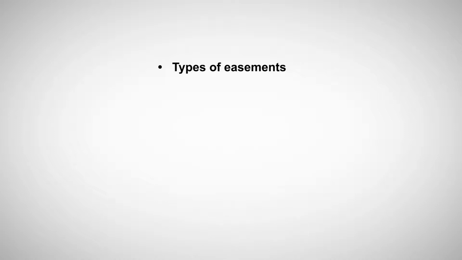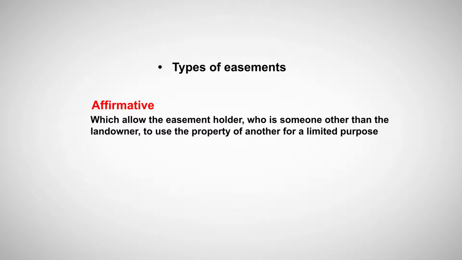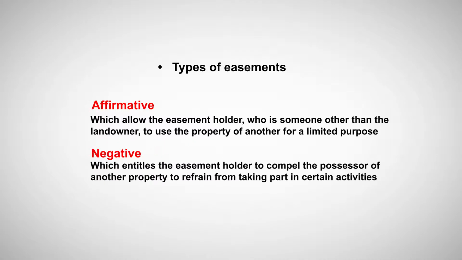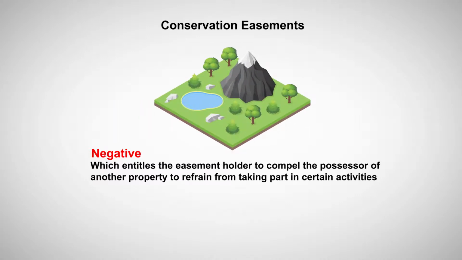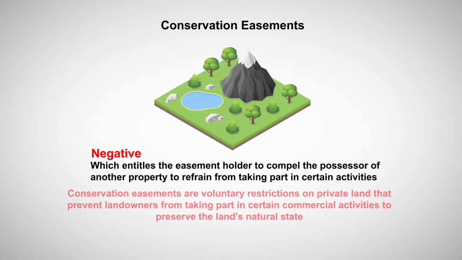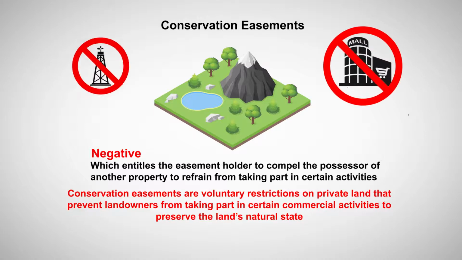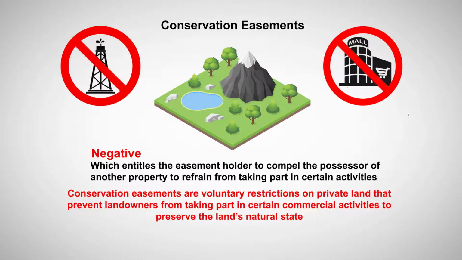Easements can be affirmative easements, which allow the easement holder, who is someone other than the landowner, to use the property of another for a limited purpose. Or they can be negative easements, which entitle the easement holder to compel the possessor of another property to refrain from taking part in certain activities. For example, conservation easements are negative easements, as they are voluntary restrictions on private land that prevent landowners from taking part in certain commercial activities to preserve the land's natural state.